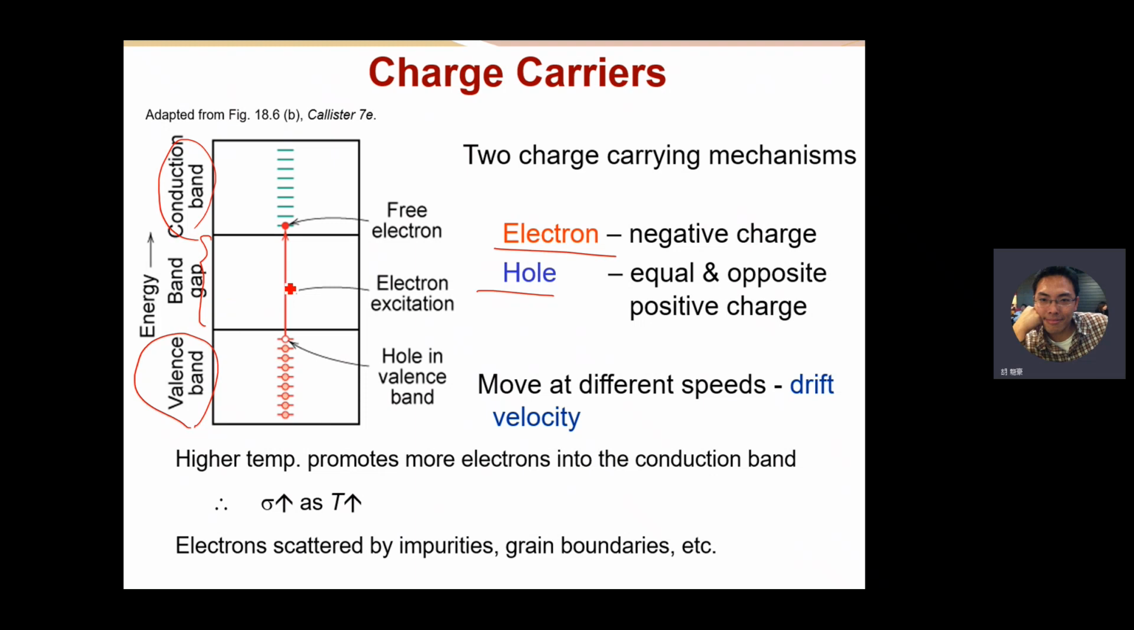If we want the charge carriers to jump from the valence band to the conduction band, we need external excitation, such as thermal energy, optical energy, or electrical energy, to push electrons from the valence band to the conduction band. Therefore, a higher temperature promotes more electrons into the conduction band, and electrons are scattered by impurities and grain boundaries.